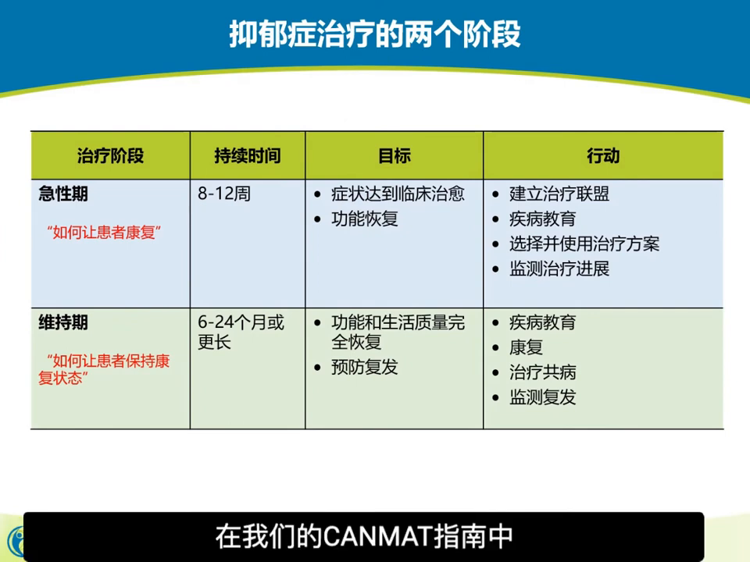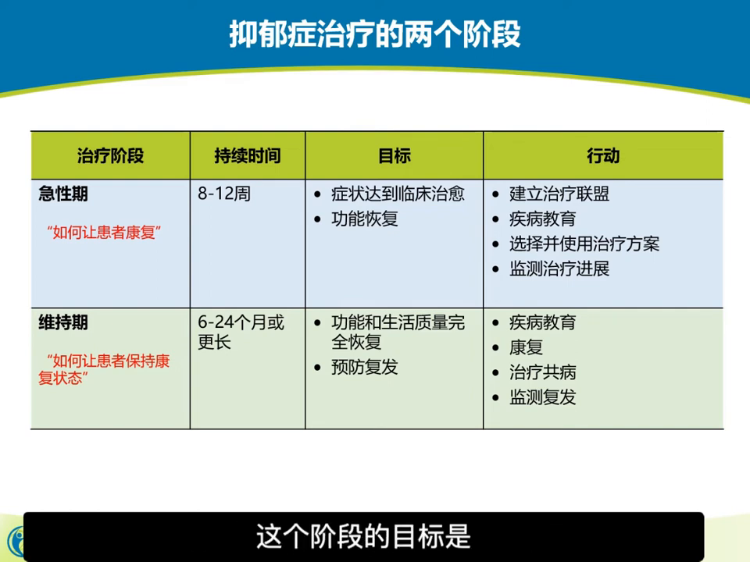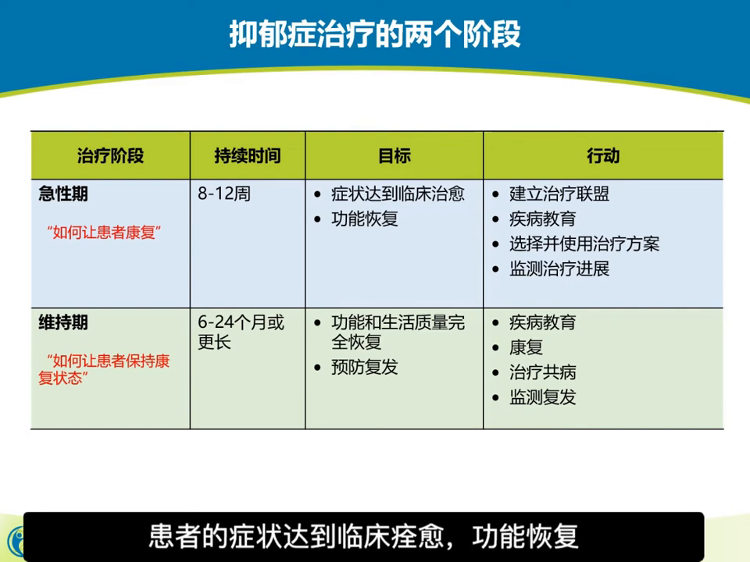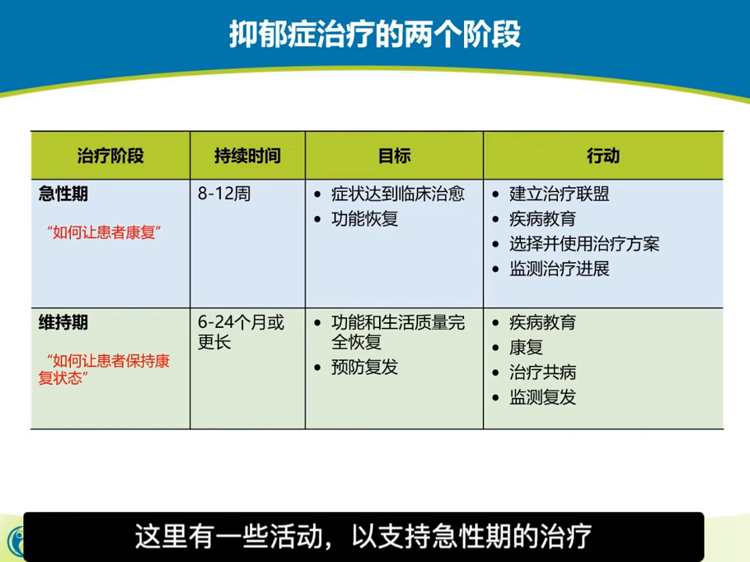In our CANMAT guidelines, we note that there are 2 phases to treatment of depression. The first acute phase usually lasts 8 to 12 weeks, and the clinical question is really, how do you get patients well? The goals of this phase are really full remission of symptoms and improvement or restoring functioning in these patients. And you can see here that there are a number of activities that support the acute phase of treatment.